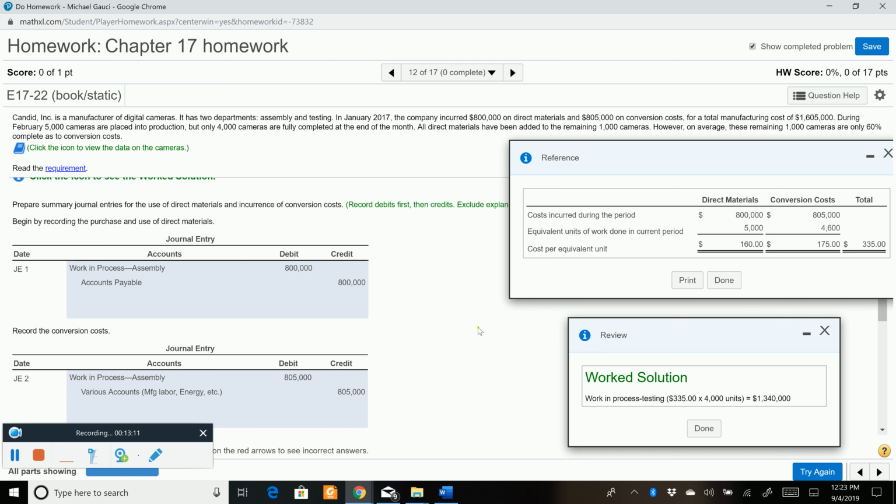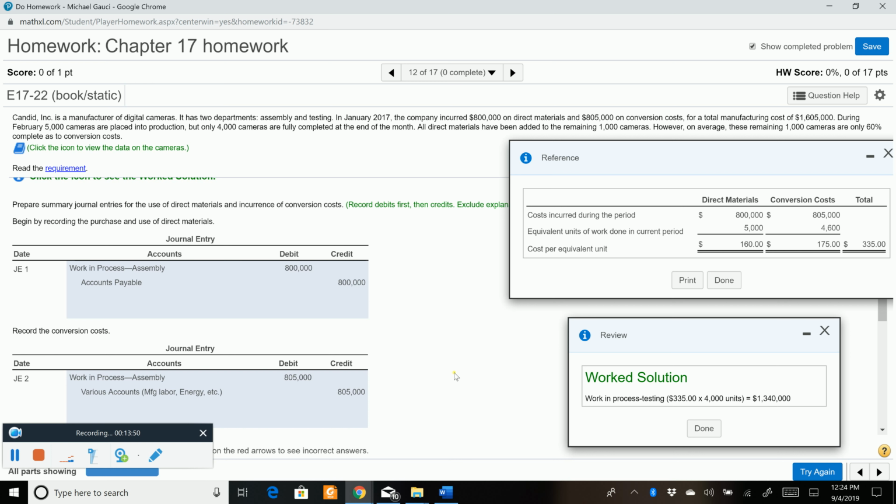So what we need to do first is compute our cost per equivalent unit. We were told that we had $800,000 in direct materials and $805,000 in conversion costs, divided by the equivalent units. Now the equivalent units are 5,000 for direct materials. Remember, the entire 5,000 have had direct materials added, so the equivalent units are the same as the physical units. But for conversion, it's only 4,600.